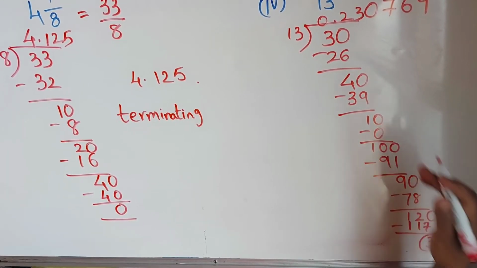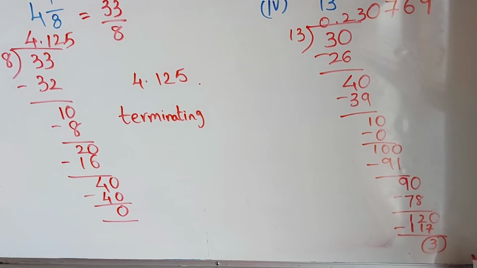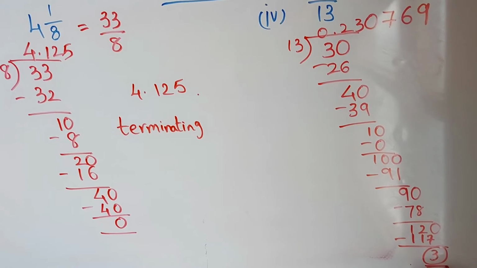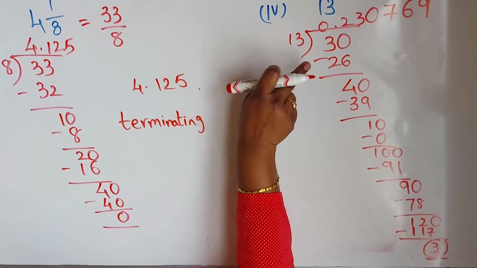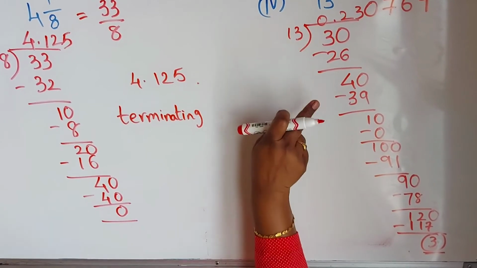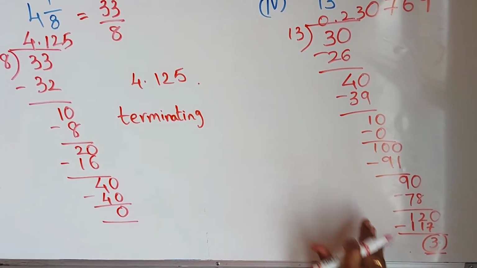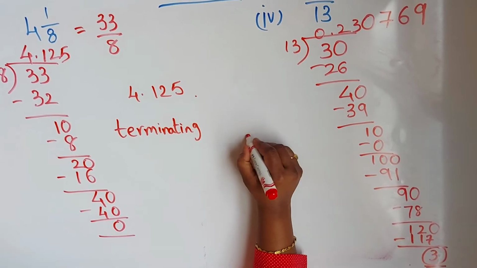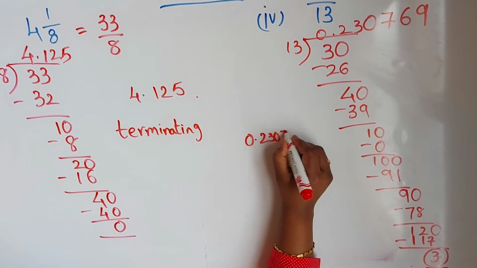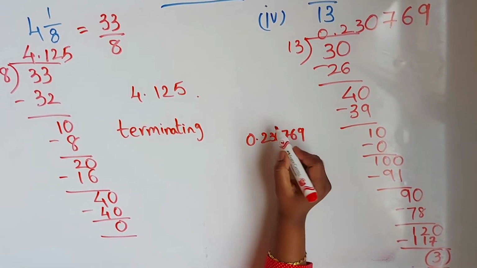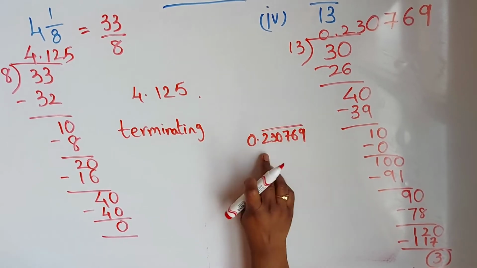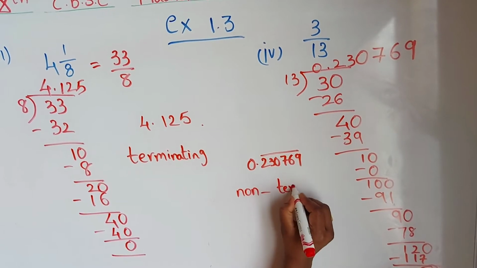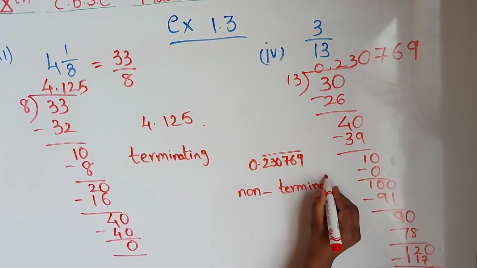See, after this many steps also I am getting a remainder. This is a non-zero remainder and I am getting 3 again. 3 means I have to start division from here again. 30, 26, 40, 39, same process will continue. So the answer is 0.230769 bar, because the same process will continue. It is non-terminating, children. That means repeating.